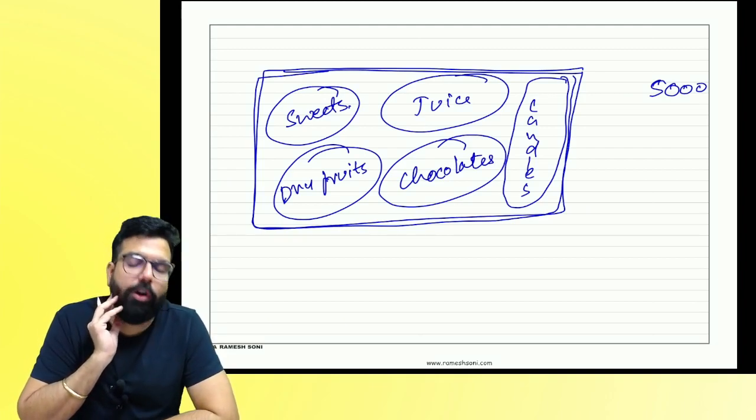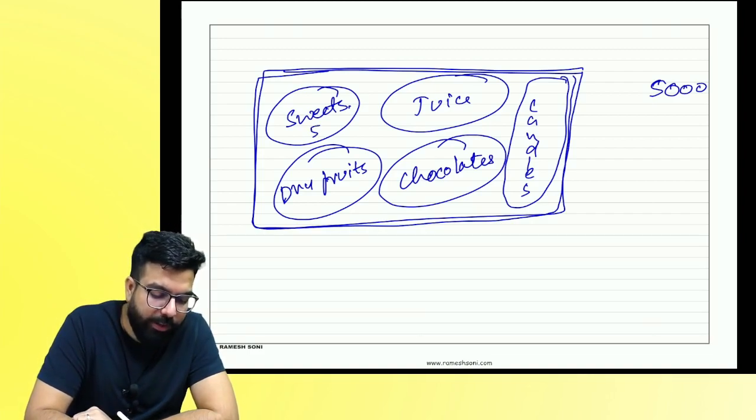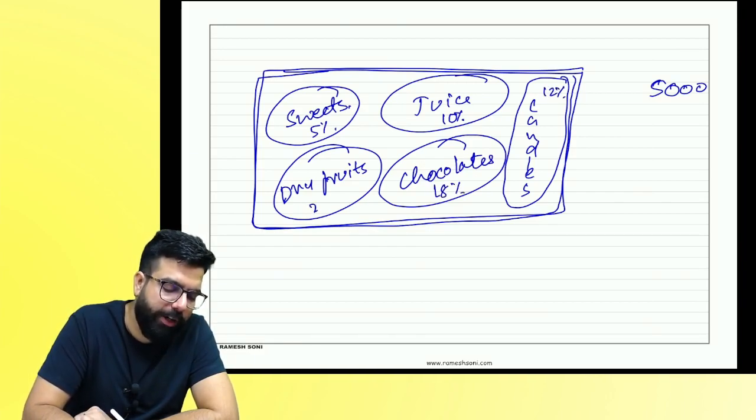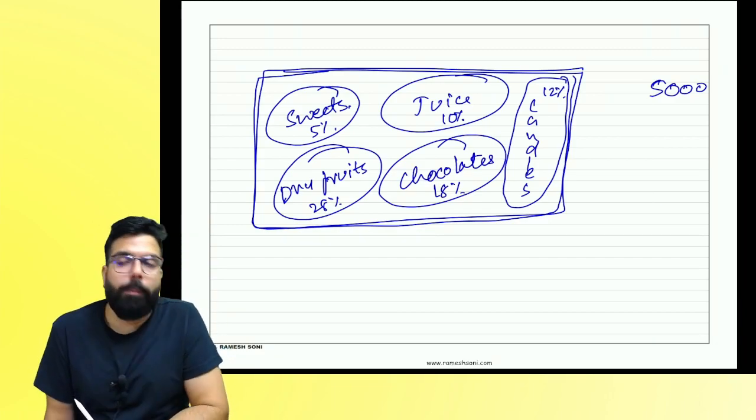Tell me one thing. Is it a composite supply? One minute. Here the rate of GST is 5%. Here 10%. Here 12%. Here 18%. Here 28%. Okay. Now my question over here is, is it a composite supply?